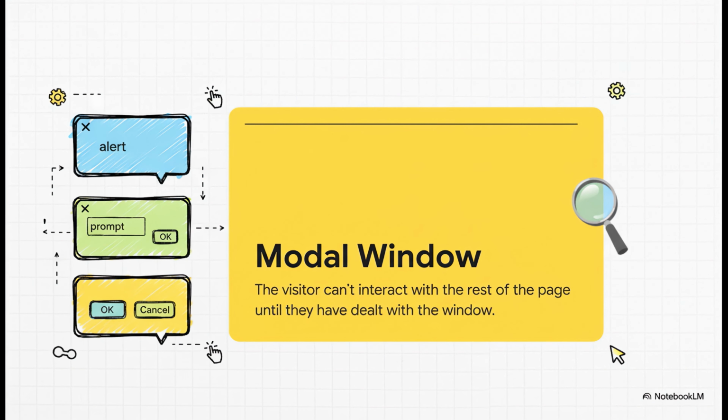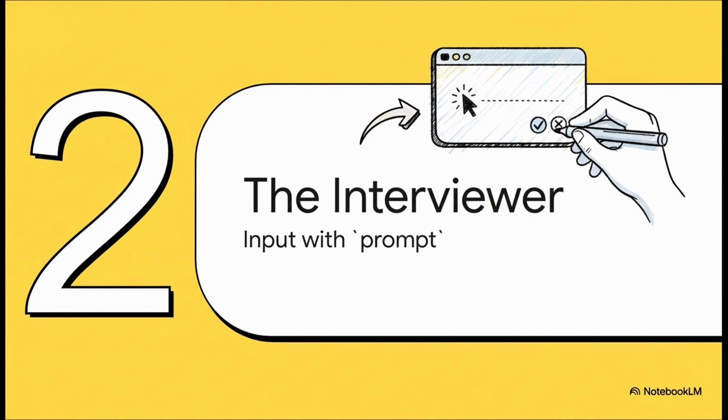Now, this whole stop everything behavior actually has a name. It's called unloadable window. And this is a really key concept to get because it means the user is basically locked out of your website. They can't click other buttons, they can't scroll, they have to deal with that little pop-up window before they can do anything else.